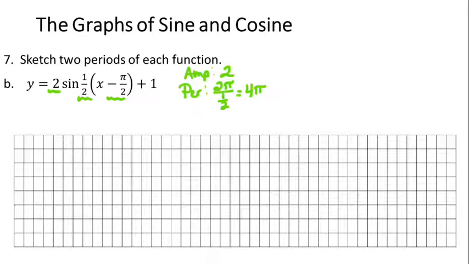This minus pi over 2, that's going to give us a phase shift or a horizontal shift. And it's going to move to the right pi over 2. And finally, the plus 1. It's going to be a vertical shift, up 1. You can also think about that as the position of the midline. The midline is going to be at 1.